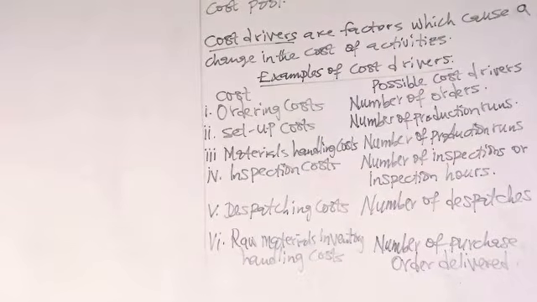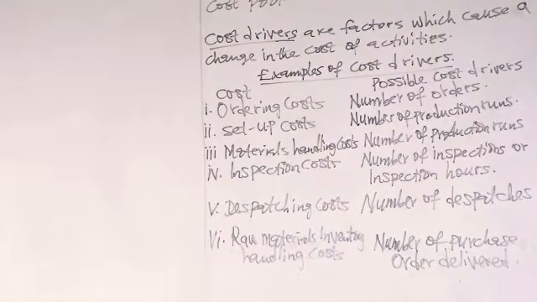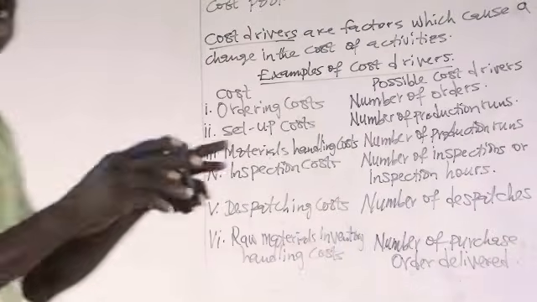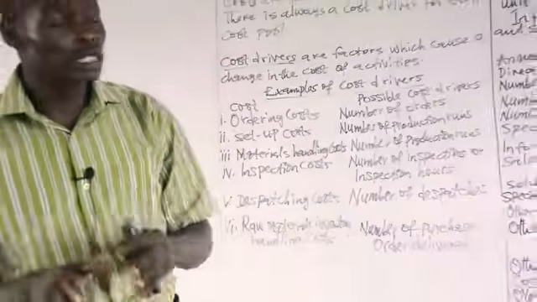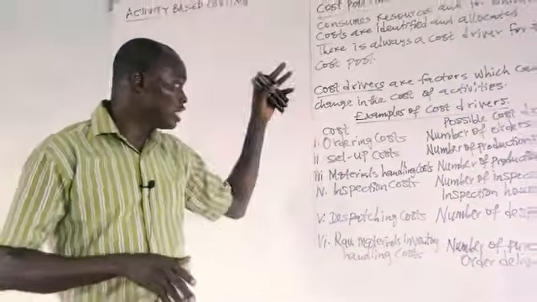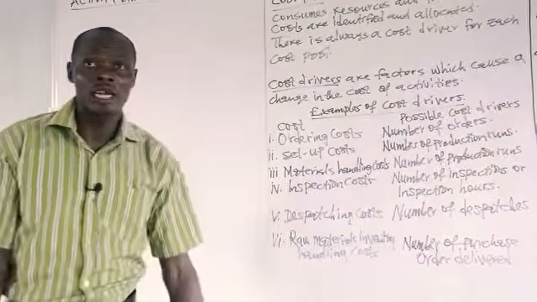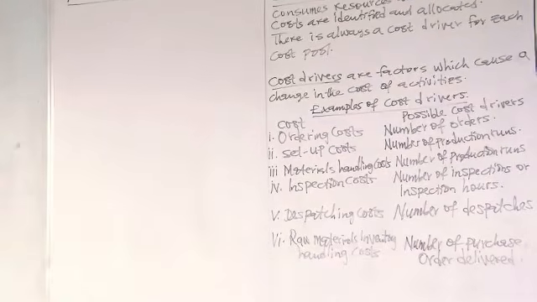So we have stages in ABC. The first stage is to identify the different activities. The second stage is to identify the possible cost drivers relevant to each activity. After identifying the activities, you identify their possible cost drivers, the cost drivers that are relevant to those activities.